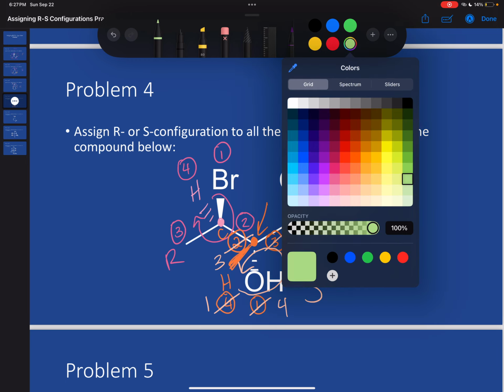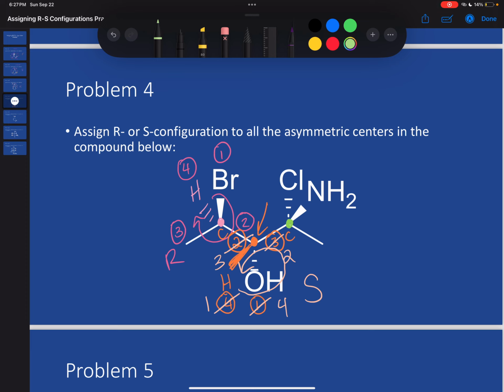There are lots of things going on. And then for my last one, all right, so chlorine is going to have the largest atomic number. Nitrogen will be next. And then the left side will be 3 because this carbon has the most hydrogens. So there's my assignment. Now, this is where I would be cautious about assuming that, so we see that the lowest is not on the back, it's in the plane. This is where I would be cautious about saying, oh, it's just going to be the opposite answer. That's not the case every single time when it's in the plane.